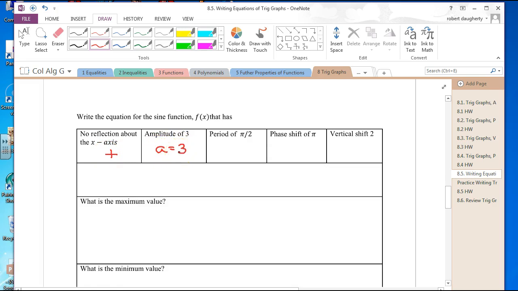Okay. So if the period is pi over 2, how do I find b? Yeah, so b is equal to 2 pi divided by pi over 2, which is, it's 2 pi. If I'm dividing by pi over 2, that's the same as multiplying by 2 over pi, right? What is that number?